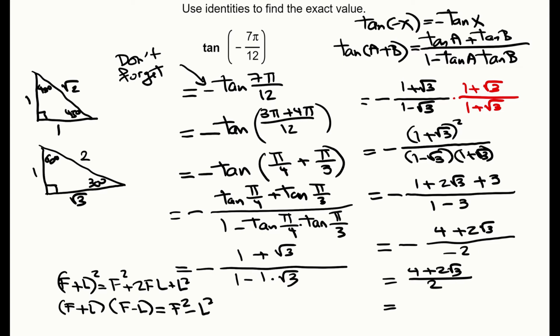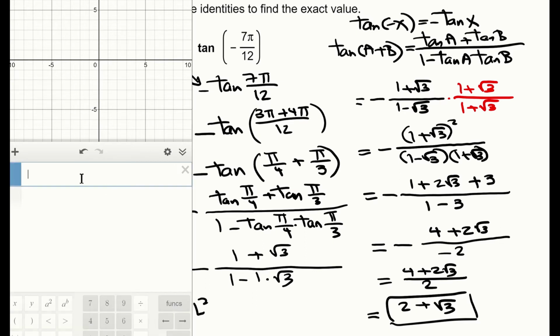If we split that up, we get 4 over 2, which is 2, plus 2 radical 3 over 2, which is radical 3. So that's how we're going to leave the final answer. Nicely simplified. All right, so be sure that you can handle something like that on your own before we proceed.